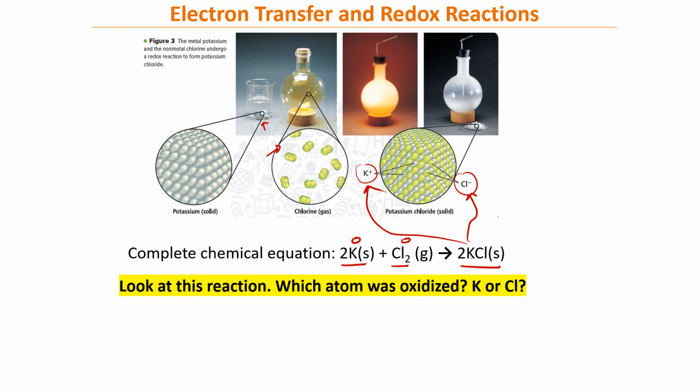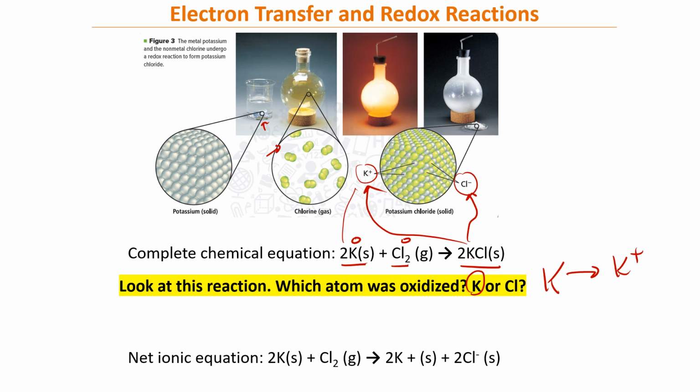You are right. The atom that was oxidized is K. Why? Because K became K plus, as you can see here. So this plus should be up there. Okay, so K became K plus. So this is oxidation. Why? Because the charge was 0 and it became +1. So loss of electrons. Cl became minus and it was 0. So here it's reduction, gain of electrons.